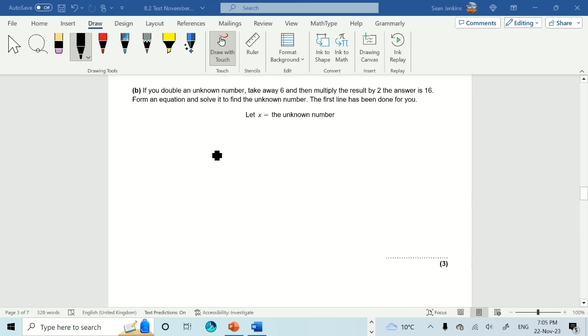Well, if we let x equal the unknown number and we double it, it's going to give us 2x. We take away 6 and then multiply the result. That tells us to put it in brackets by 2. And it tells us the answer is 16. So this is our equation.